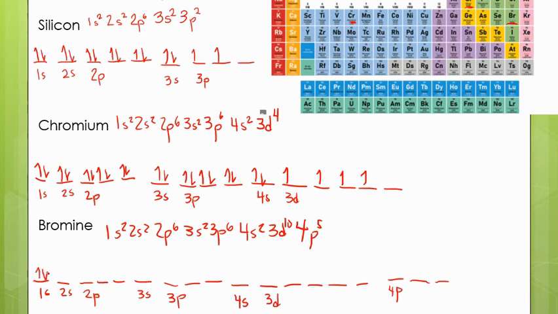So up, down, or plus, minus, plus, minus, plus, plus, plus, minus, minus, minus, plus, minus, plus, plus, plus, minus, minus, minus, plus, minus, plus, plus, plus, plus, plus, and then we go back and fill in our minuses. And then when we get here, we need 5. So 1, 2, 3, 4, 5. And those are our orbital diagrams.